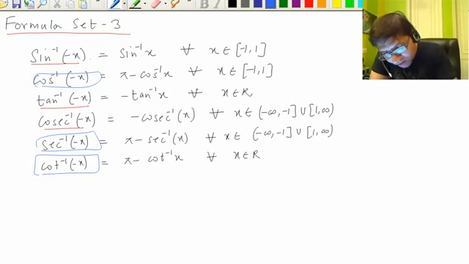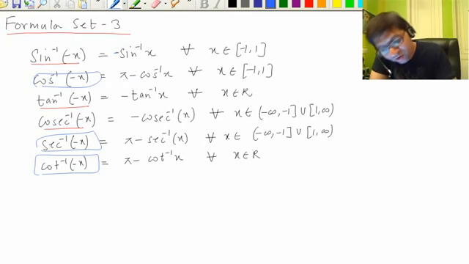In this case, we just have to take the minus sign out. Sine inverse of minus x is minus sine inverse x. Tan inverse of minus x is minus tan inverse x. Cosec inverse of minus x is minus cosec inverse x. And for the other three, it's pi minus.